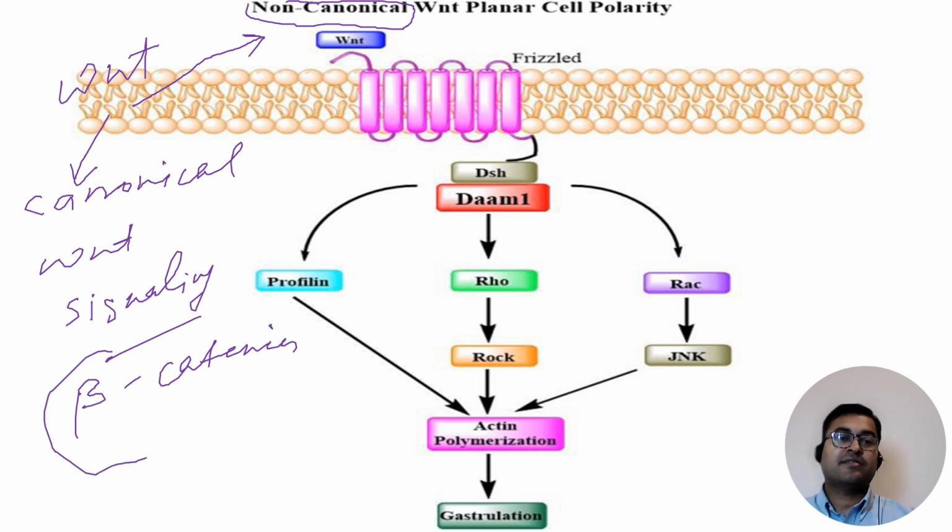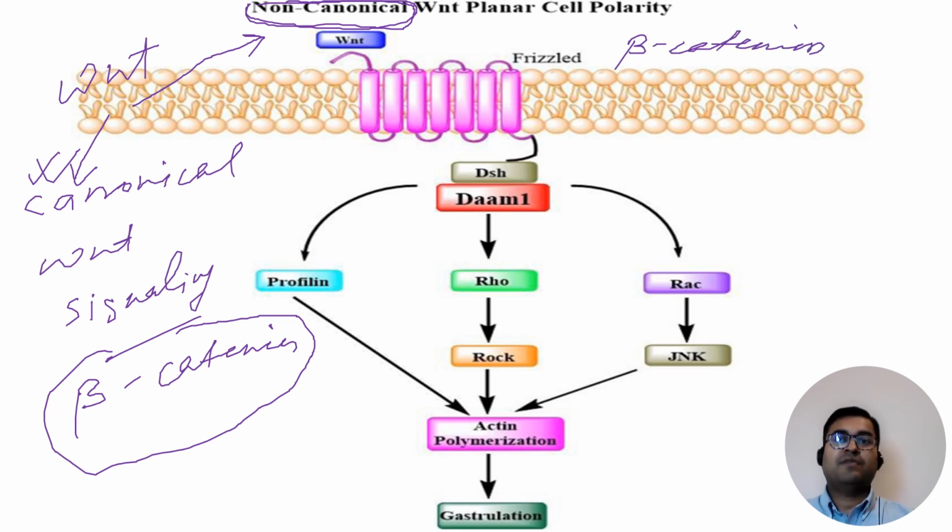So beta-catenin has a central role to play in canonical Wnt signaling. But in non-canonical Wnt signaling, which we are going to discuss here, you don't find beta-catenin. So the basic difference between canonical and non-canonical signaling is the presence or absence of beta-catenin. Now in non-canonical Wnt signaling, the Wnt ligand binds to the Frizzled receptor. The Frizzled receptor recruits the Disheveled protein.